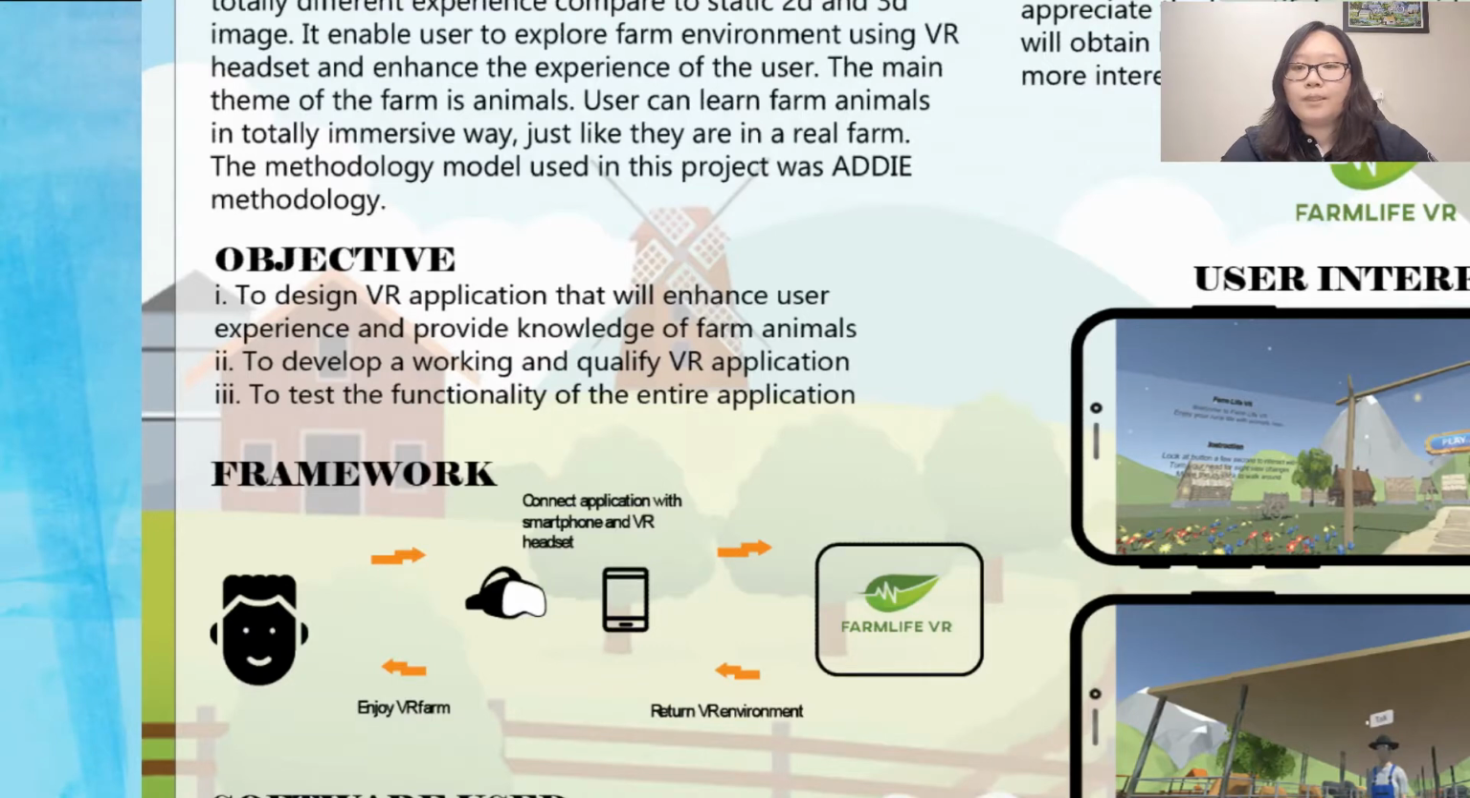The objective of the project was first to design a VR application that will enhance user experience and provide knowledge of farm animals. Second, to develop a working and qualified VR application. Third, to test the functionality of the entire application. The framework of this project was that the user connects the application with a smartphone and VR headset. Then the application will return the 3D environment to the user.